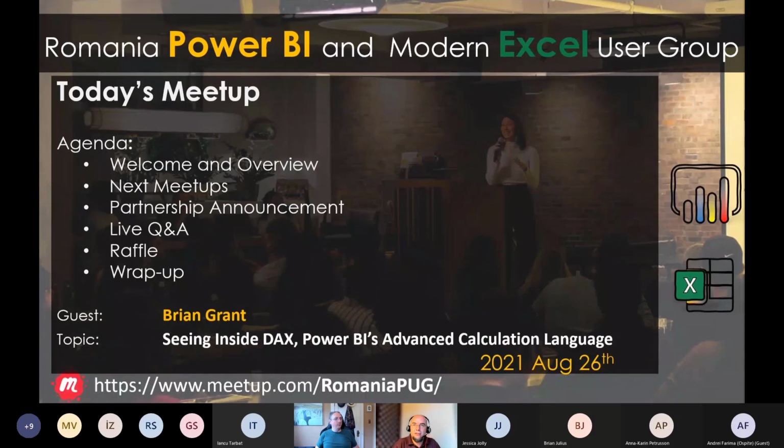So the meeting agenda is not very complicated. It's the starting part, the overview. I'd like to present to you also the next meetups. As most of you know, this is a monthly meeting. I'd like to announce a really cool partnership that we are starting this month. And then we'll have a live Q&A session in the end for Brian. And then a surprise, a raffle, and the wrap up.